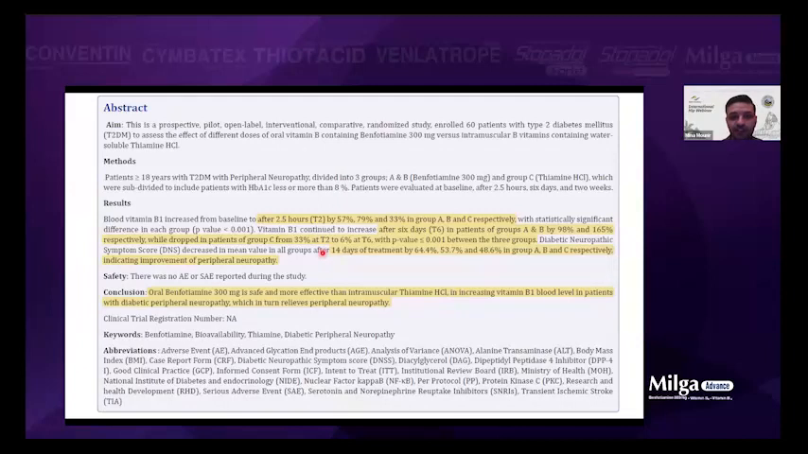And here is a study which was carried out in the Diabetic Institute here in Egypt, which compares Melga Advance versus the vitamin B1 injections. And actually, the levels of vitamin B1 in the blood were higher after taking Melga Advance versus the injections. The results were measured after 2.5 hours and after 6 days, and there was a significant difference between Melga Advance and the injections.